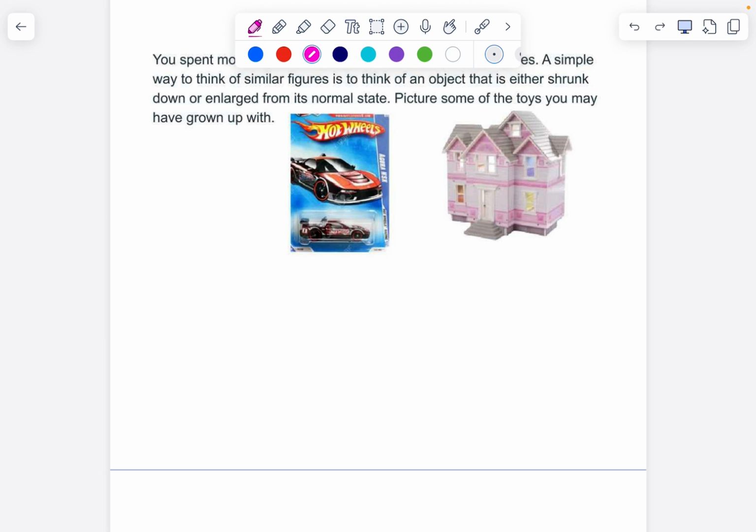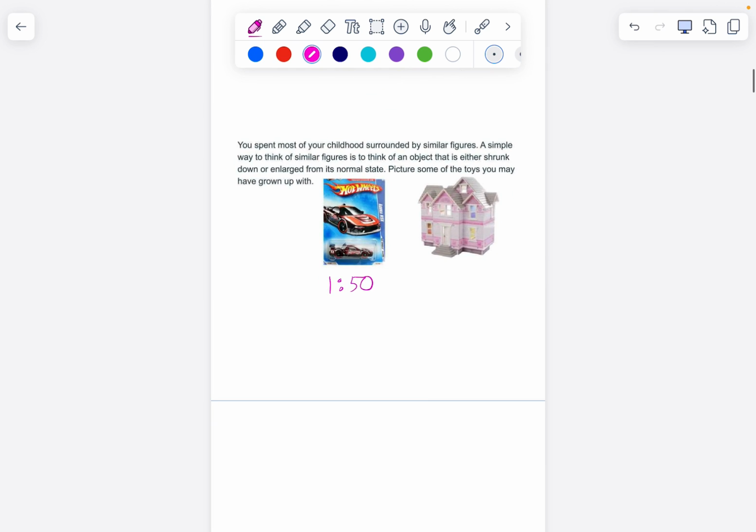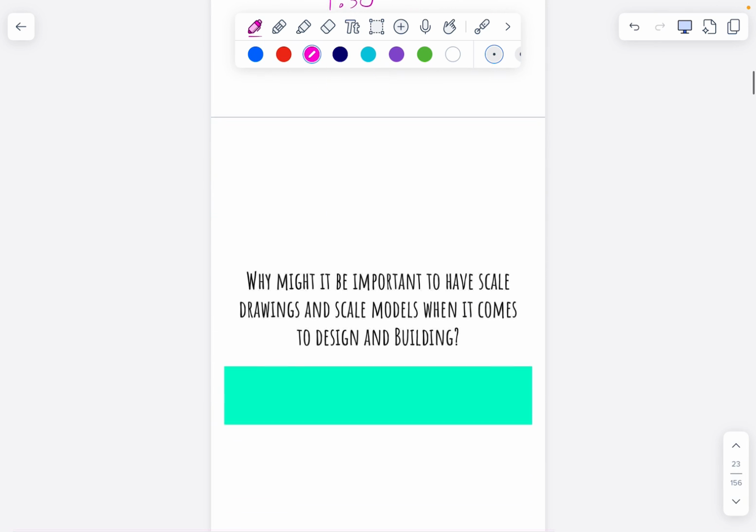If it says, just going with what I said, if it says 1 to 50, that means it's a 50th the scale, which means the lengths are 50th the size, etc. Okay? Now that one's probably a little bit smaller than that.